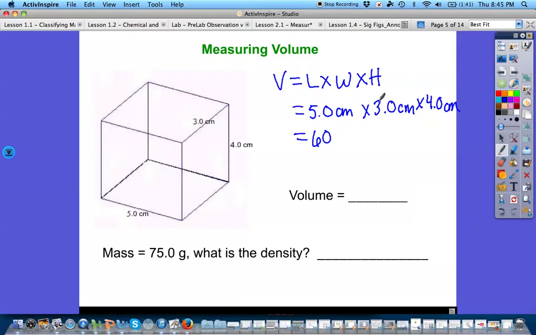Well, we have 2 sig figs in each number of our calculation, but here we only have 1. So we need to put a decimal behind the 0 in order to make this 0 significant. So we have 60. cubic, because centimeters times centimeters times centimeters is cubic centimeters, for our volume.